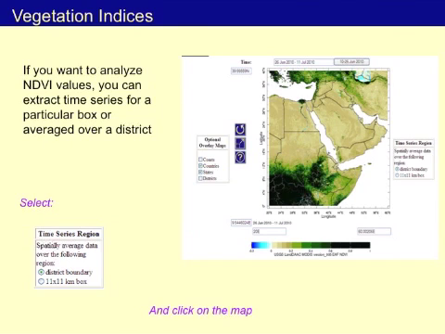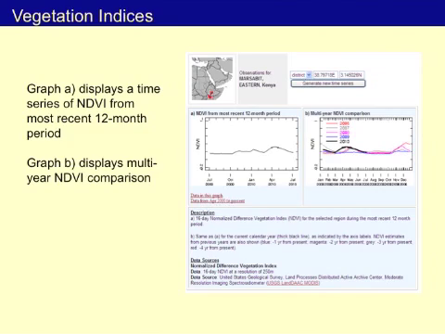From this interface, you can analyze the NDVI values and you can extract time series for a particular box or a particular district. By selecting either district boundary or 11 by 11 kilometer box in the time series region box located on the right side of the map, you can then click on the map and automatically extract the time series for the specific region selected. The result will be two graphs. Graph A displays a time series of NDVI for a 12-month period, and Graph B displays a multi-year NDVI comparison.